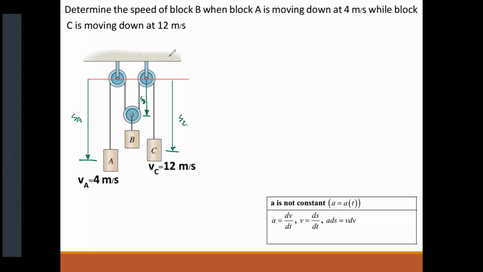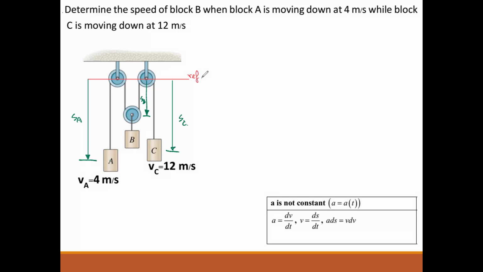When we solve this type of problem, the first thing we have to do is set up the datum or the reference line. The reference should be some point on some axis that has no motion. For this case, the red line should be set up as the reference. According to this, we measure the distance from the reference to any point that has motion.